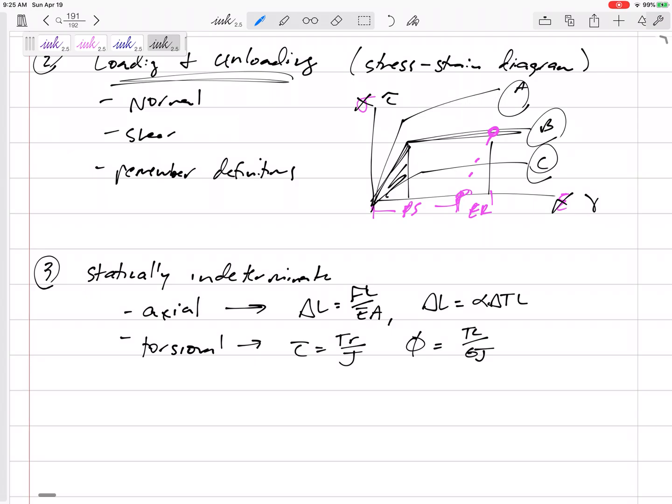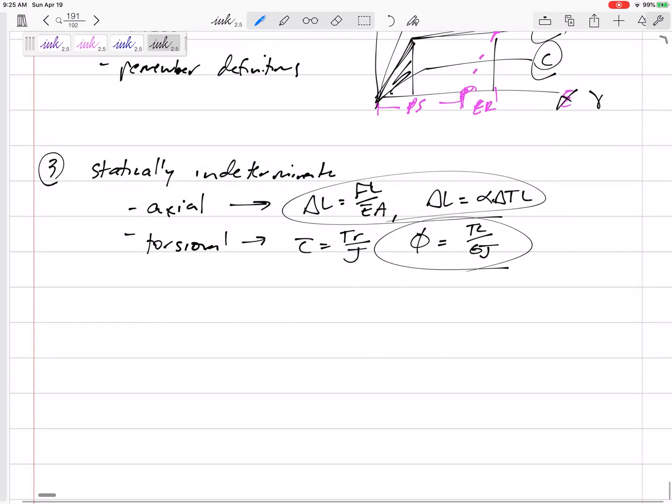Probably statically indeterminate. You know, what do the delta L's add up to? Are they equal to each other? Do they add up to a gap? Or, hey, what's that angle of twist? Is it allowed to twist? Does the inner twist the same as the outer? Or do they add up to zero? Look at that section, axial or torsional. I'm not going to tell you ahead of time which one. You've got to be prepared for all of them.